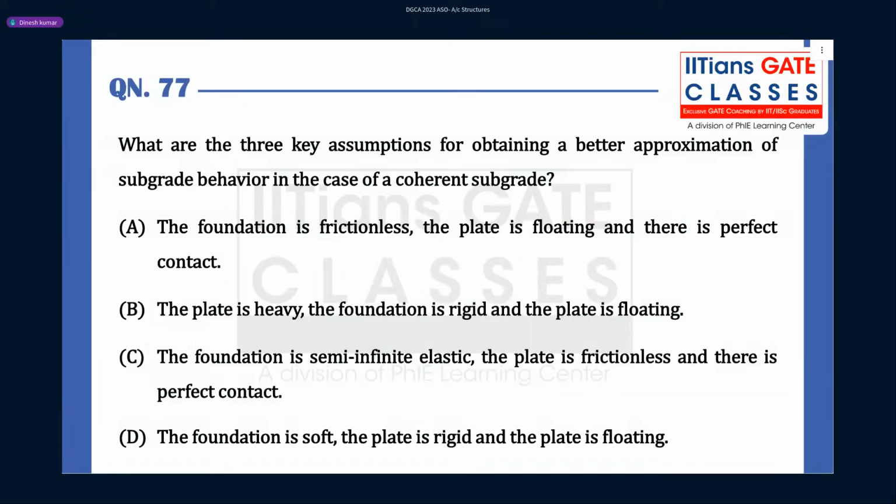So read the next question, what it says. What are the three key assumptions for obtaining a better approximation of subgrade behavior in the case of core and subgrade? So guys, first we need to understand what subgrading is. Usually in road constructions and other places, the foundation is made rigid. That is known as subgrading, because we cannot allow deformation easily to the foundation, or we cannot give the elastic property to the foundation, so subgrading is done.